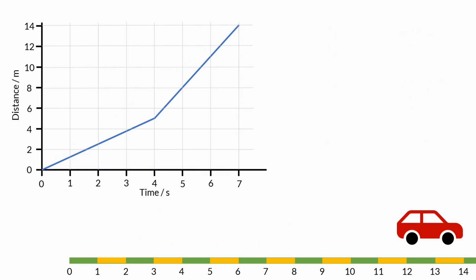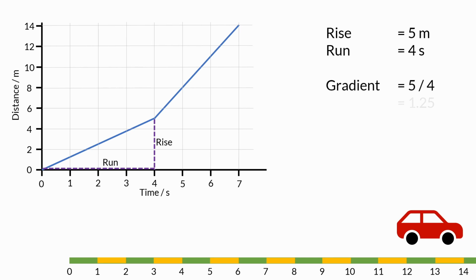So let's look at the first section of the graph from 0 to 4 seconds. There's a rise and a run for that section. The rise is 5 meters and the run was 4 seconds. So gradient equals rise over run. So it's 5 over 4 equals 1.25. So the speed for that first section is 1.25 meters per second.